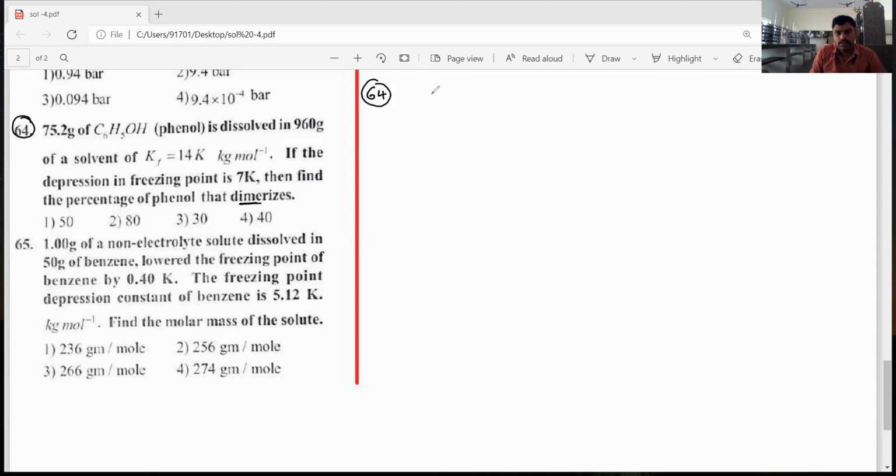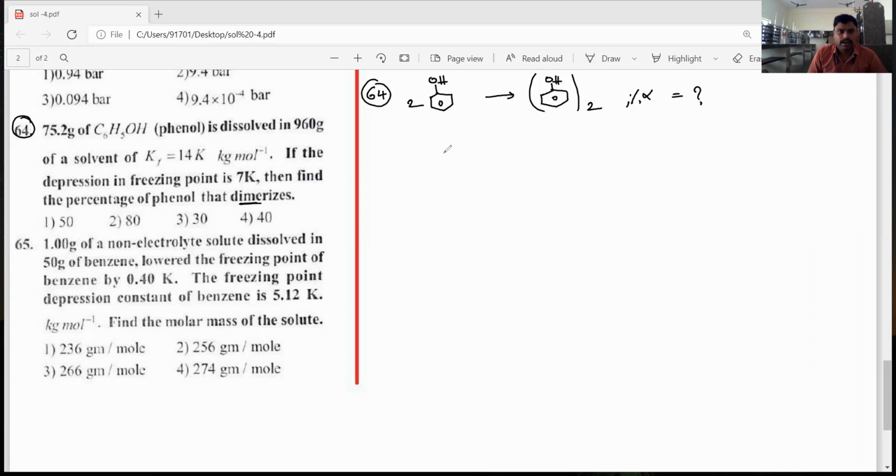So the phenol molecular formula is C6H5OH, and it associates, meaning two molecules become one, like twice. This is called association. Then the alpha percentage, how much it is dimerized, we need to find out. So for this case we know very well, dear students.